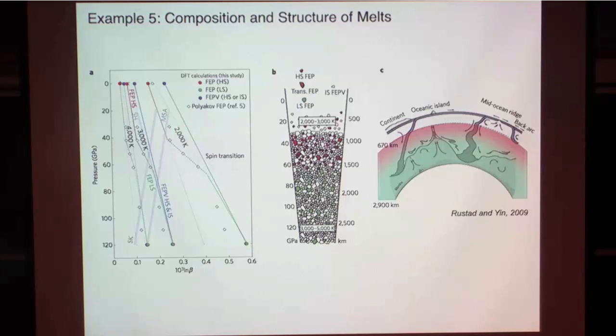We talked about this earlier. MORBs are heavy relative to peridotite. And so there have been people who have suggested that maybe that's a high-pressure iron isotope signature in the mantle.